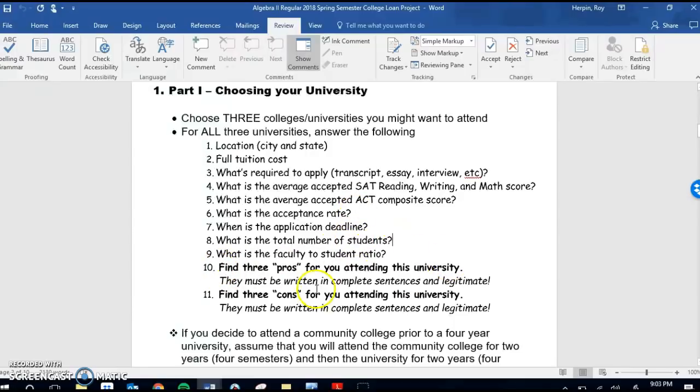Find 3 pros for attending each university and 3 cons. So why should you and why should you not? For example, for my top choice, Grand Valley, it was only an hour and a half away from my hometown. So it was a reasonable enough distance so I could get away from my family, but I could still come back to visit whenever I wanted. So that would be an example of a pro. A con of one of my other choices, which was Michigan State, was that it was in the city. It was just kind of mixed in with everything, whereas the school that I chose, Grand Valley, was its own campus that was separate from the city.